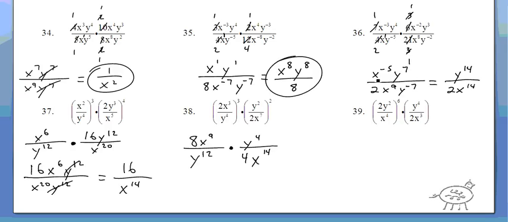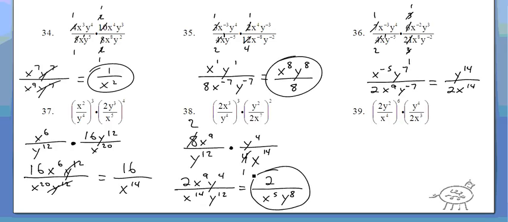Then you can cancel. This is back to like number 34, 35, 36. You can do the canceling. So it's 2. It's a 1. So we have 2x to the 9th, y to the 4th, over x to the 14th, y to the 12th. Then we do battle. And the south wins by 5. And the south wins for the y's by 8. So 2x to the 5th, y to the 8th.